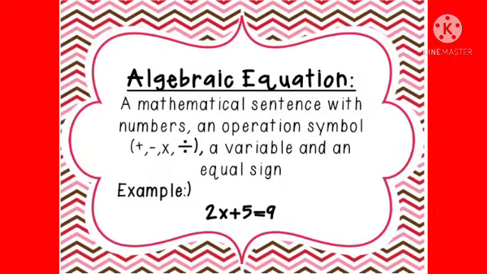Children, before going to see algebraic identities, let us recall what is an algebraic equation. A mathematical sentence with numbers, an operation symbol (plus, minus, multiply, division), a variable and an equal sign.